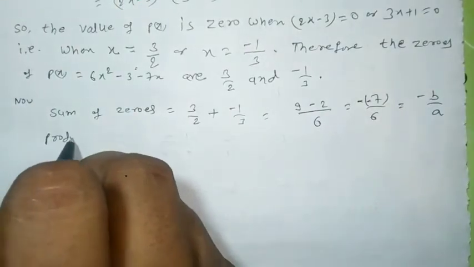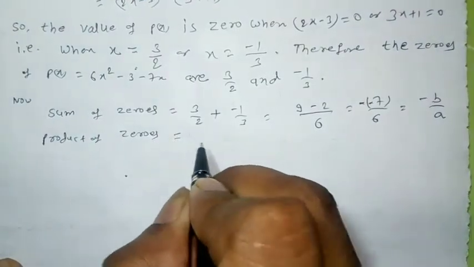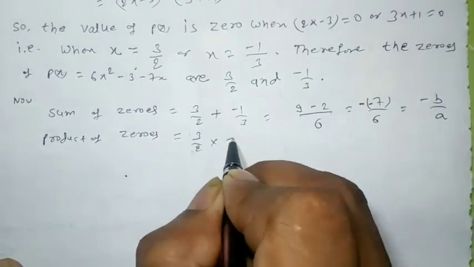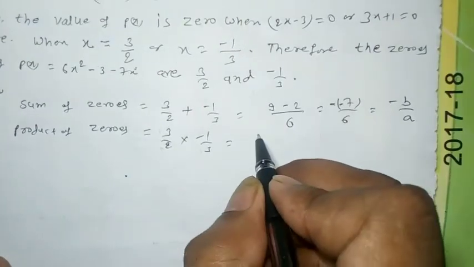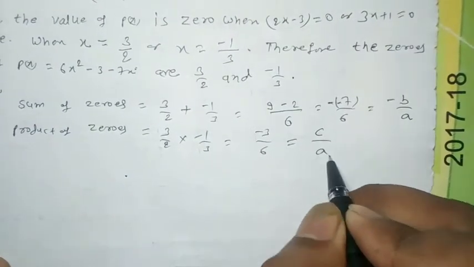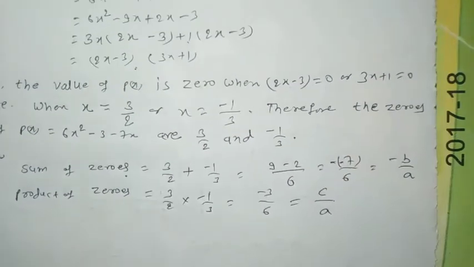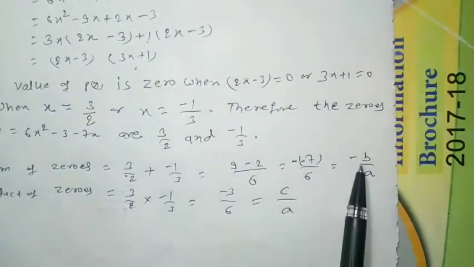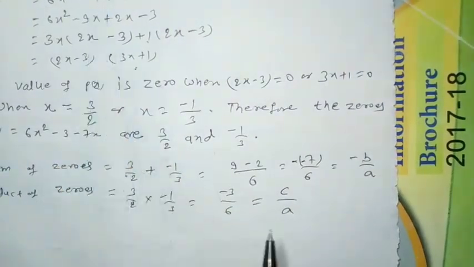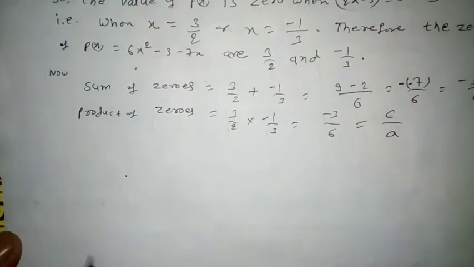Product of zeros is equal to 3 by 2 into minus 1 by 3 is equal to minus 3 by 6 is equal to c by a. Okay, now a is 6, b is equal to minus 7 and c is equal to minus 3. Okay, solution 4.